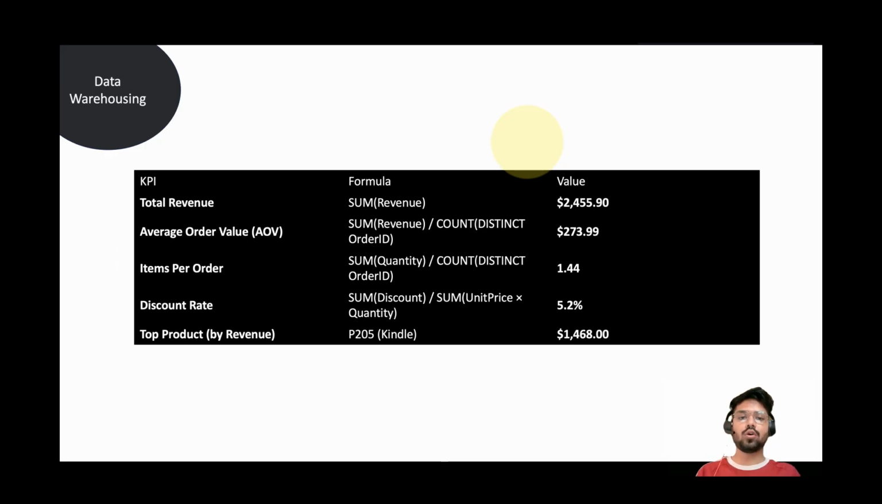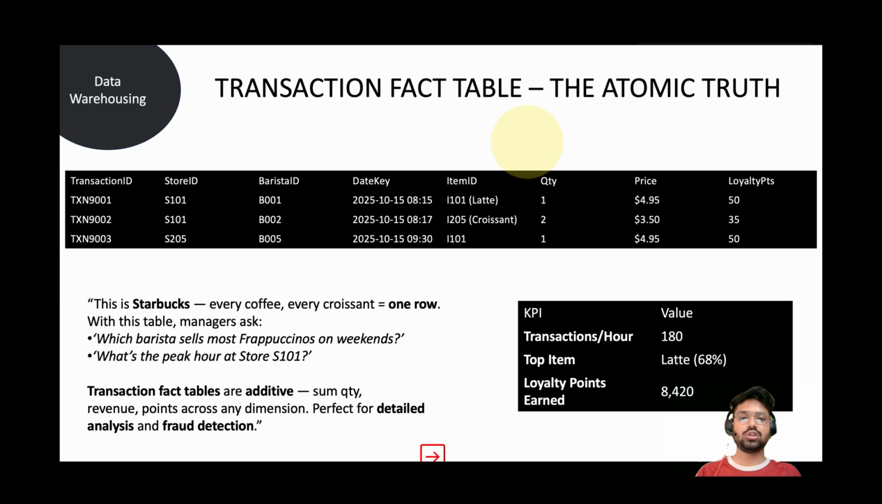Now let's talk about the different types of fact tables. So generally there are five types of fact tables. First we will talk about transaction fact tables. Here you can see this is the atomic truth. We took the example of Starbucks coffee, just as a demo example. Here you can see we have different transactions, we have a store ID, we have this barista ID, date key, item ID, quantity, price, loyalty points.